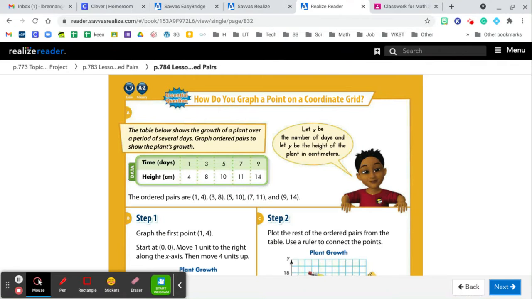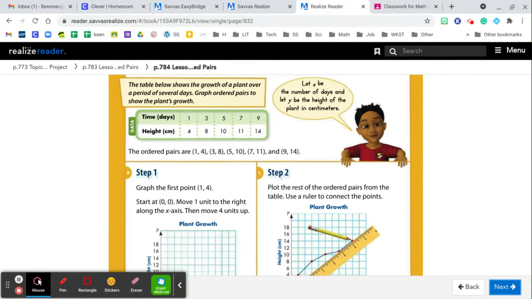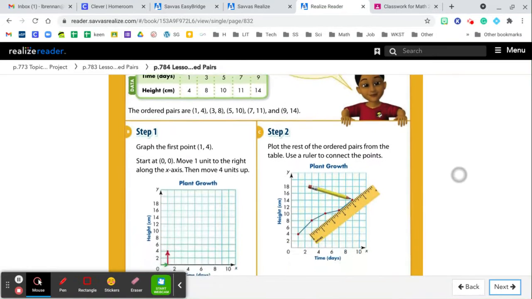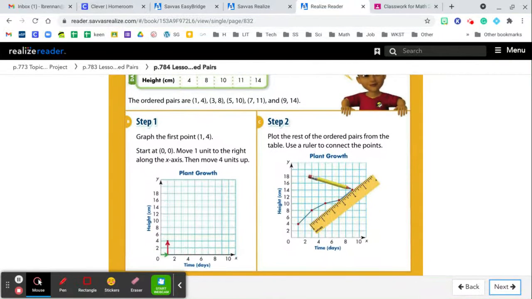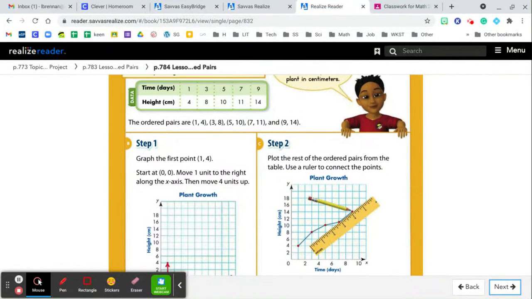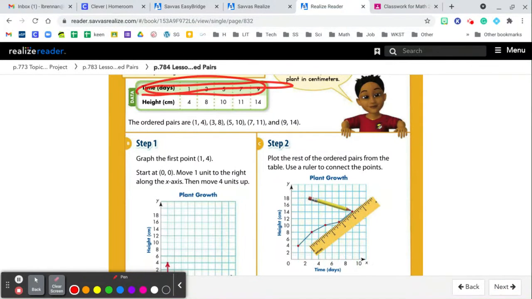The table below shows the growth of a plant over a period of several days. Graph the ordered pairs to show the plant's growth. So in this case, we're going to make sure we look at the x and y axis to decide which value is the time and which is the height. So time is going to be x. So all this stuff here is x, and then height is y.